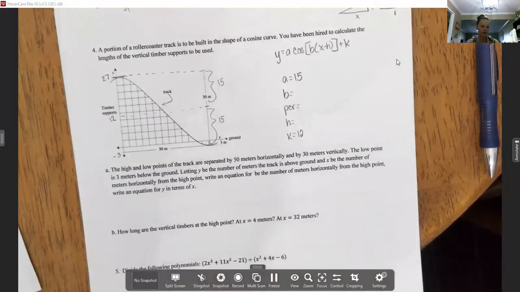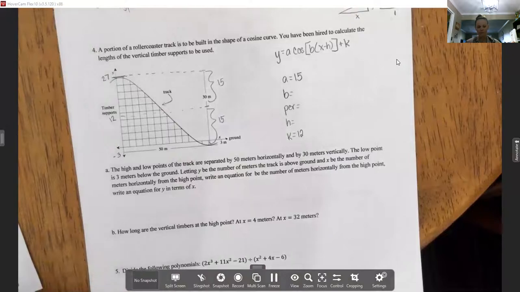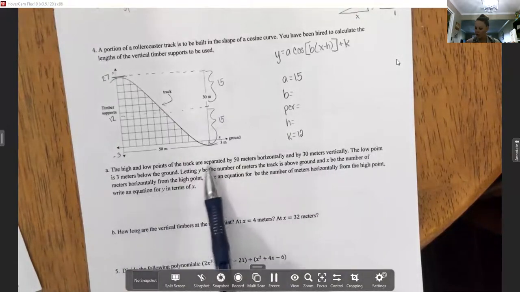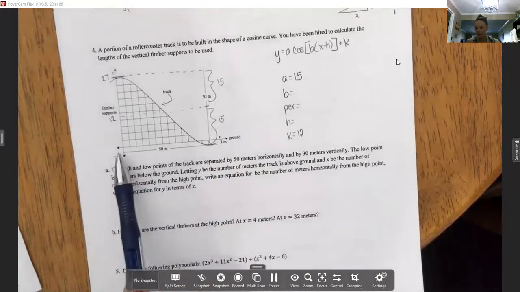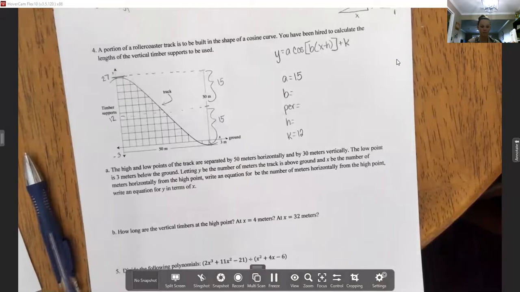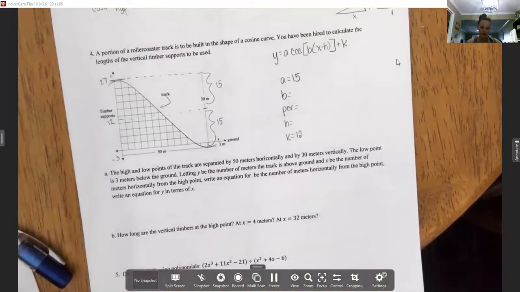Okay. So then, it tells us the low point and high point are separated by 50 meters. So from the high point to the low point is 50 meters. That tells us that the whole thing, when it goes back up to the high point again, would be 100.